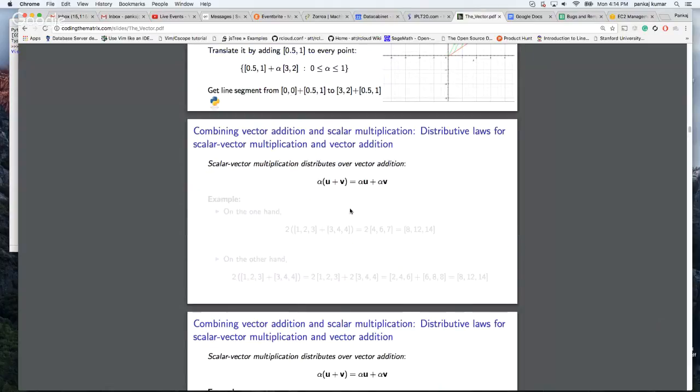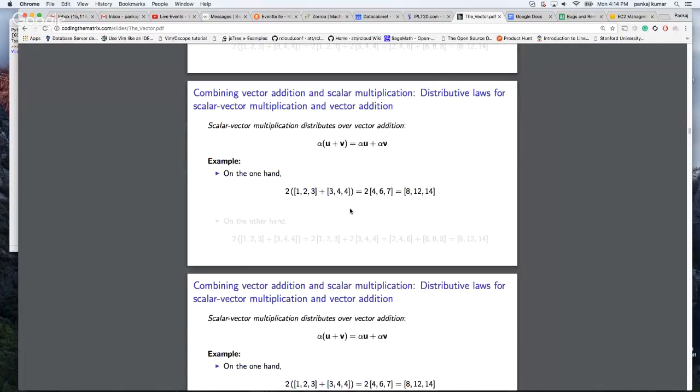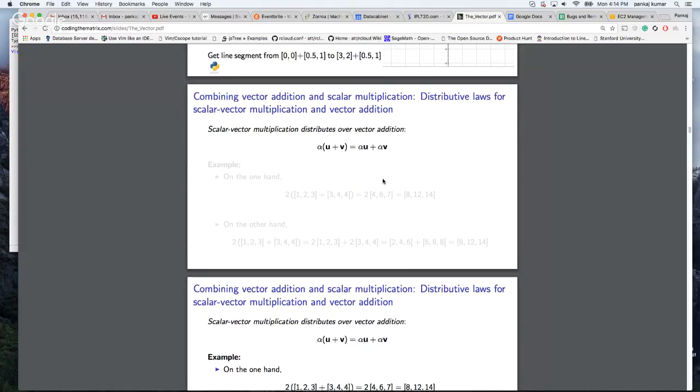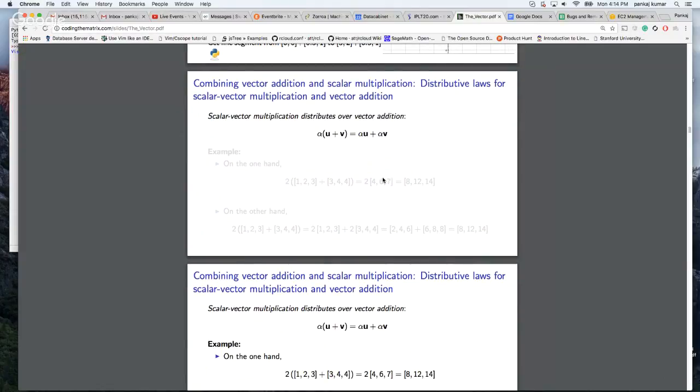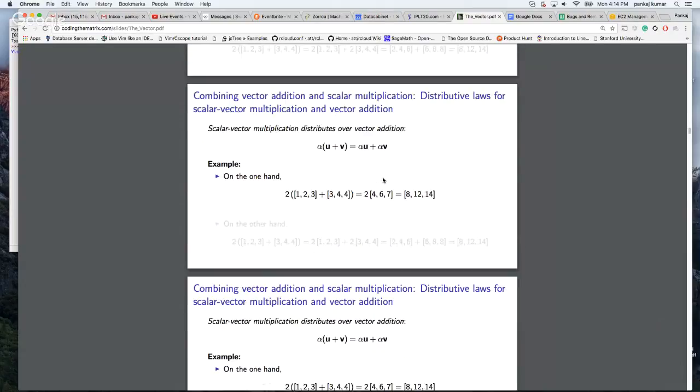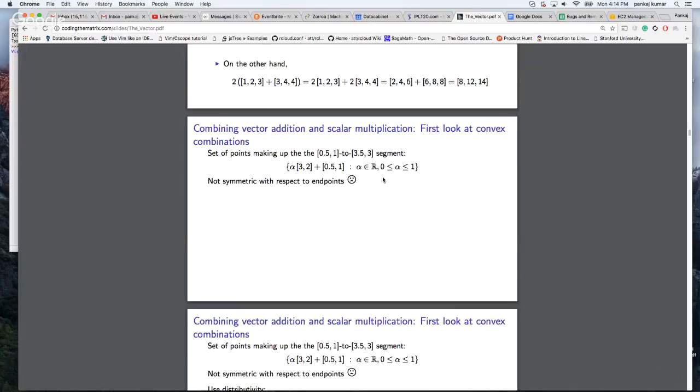There is also this, from the same scalar vector multiplication. It also follows the distributive laws, which follows directly from the field laws, so from the real number laws. Vector addition and scalar multiplication.